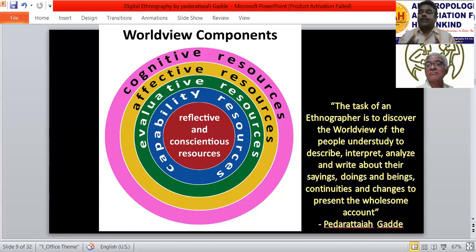And all those things can be systematically described and explained when we understand the evaluative domain, the affective domain and the cognitive domain: how they react, why they react the way they react, what they love, what they hate, and if they hate something, why they hate that particular thing. So what is their belief system, what is the logic of their reasoning, the habits of their thinking, the habits of their emotions, the habits of their judgments and decisions.